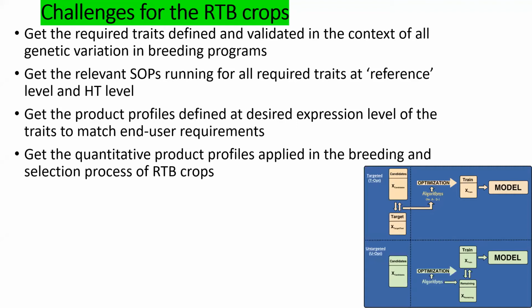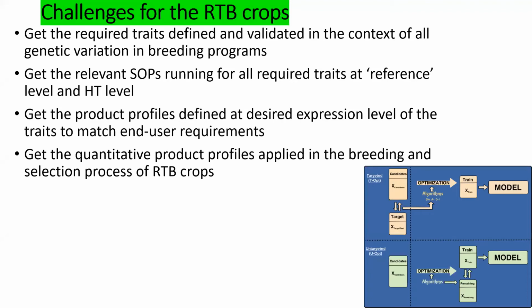It's also relevant that the procedures where you measure traits are there at reference level, and that's often wet chemistry level in a laboratory, and at high throughput level, because traits need to be measured at high throughput for a breeder to do the selections and to study the families and to discover new variants or combinations of traits. So high throughput and scale are very important.